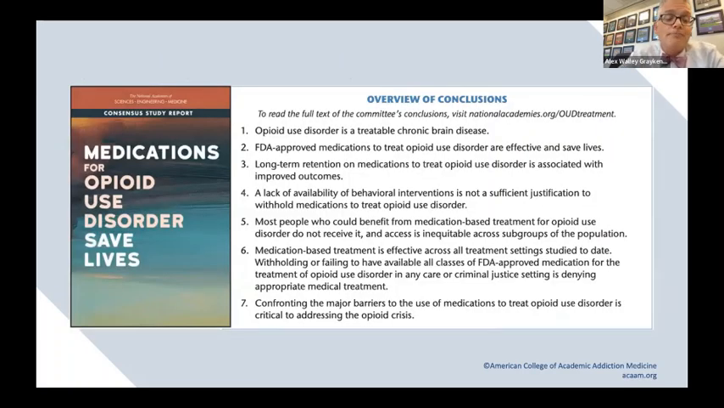I want to also mention medications for opioid use disorders as harm reduction. I put up here one of my favorite slides from the National Academy of Sciences, Engineering, and Medicine. There are 7 overview conclusions in the consensus study report called Medications for Opioid Use Disorder Saves Lives. I'll just highlight number 6. Medication-based treatment is effective across all treatment settings studied to date. Withholding or failing to have available all classes of FDA-approved medication for the treatment of opioid use disorder in any care or criminal justice setting is denying appropriate medical treatment. This is a standard that we are not meeting anywhere, really, maybe few rare places.